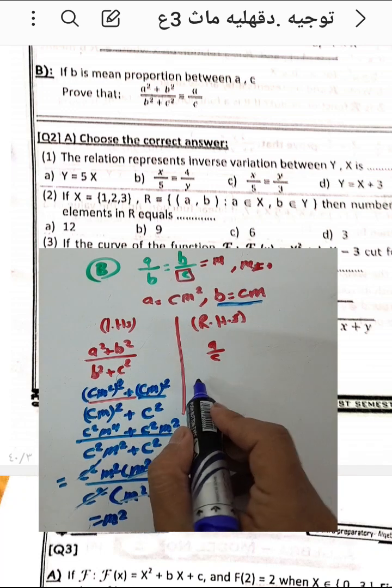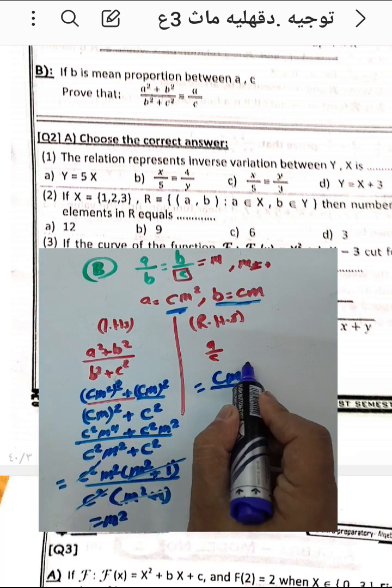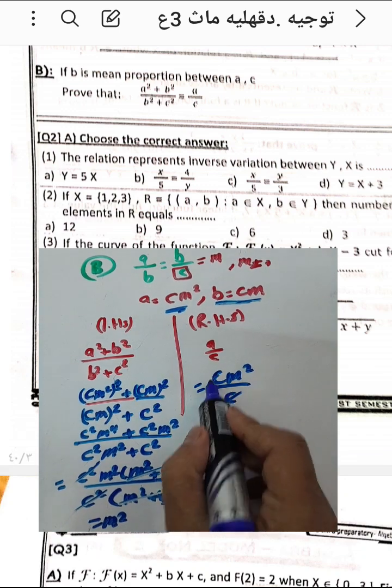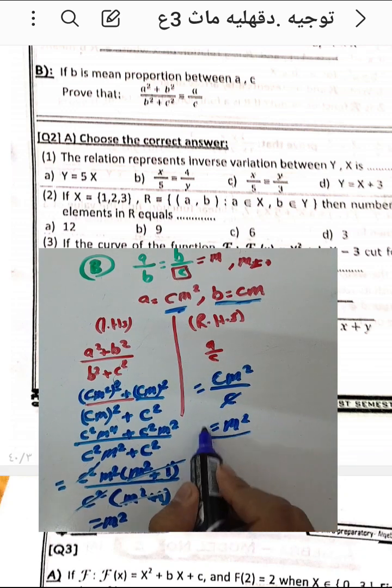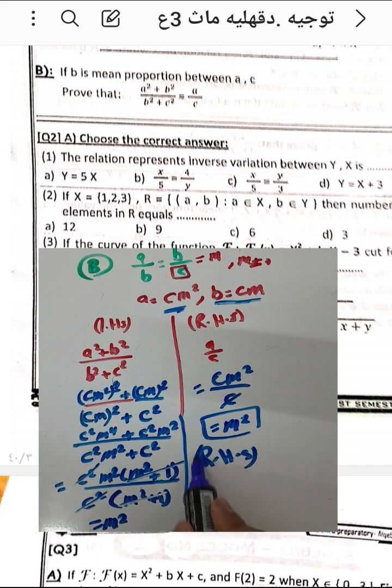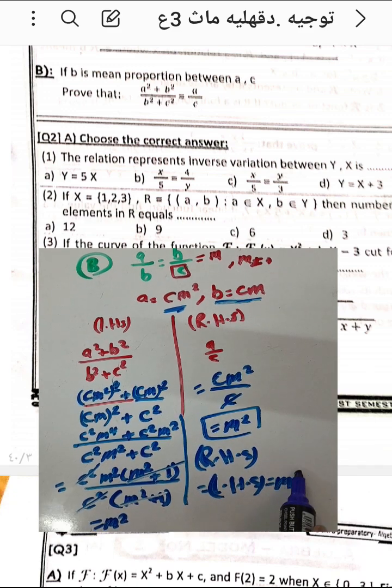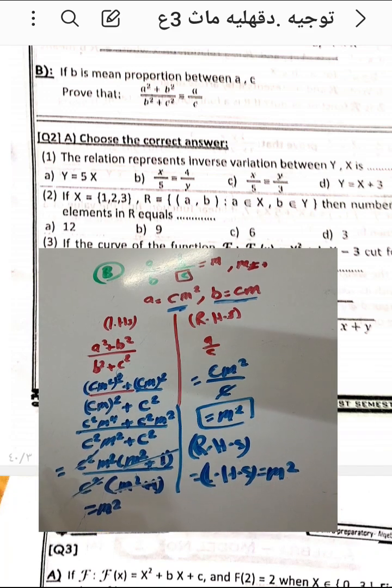Right hand side it will be OA over c. A here equals c m power 2 over c. We can cancel c by c. Then the result will be m power 2. So right hand side equals left hand side, equal m power 2. Okay.